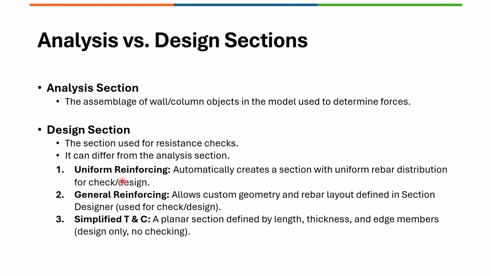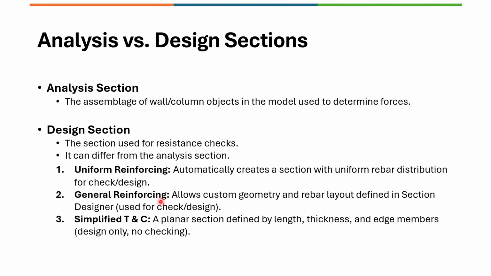And for the flexure design, we have uniform reinforcing, general reinforcing, and simplified T and C, which you would have seen whenever you assign the pier reinforcement. So the uniform reinforcing is the default option the program picks up whenever you model this wall from the analysis section. The same section is used in the design automatically, and rebar inside the section is arranged with some minimum bars and default spacing, which you can modify later and apply.